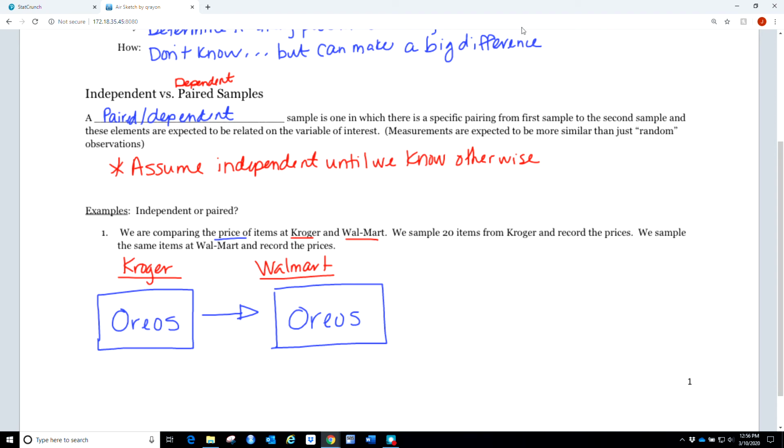So now what we're looking at, does this look like a pair of items or just two items? Well, here it's definitely a pair because it's the same items. So for that reason, I'm going to say that I have paired or dependent samples because I'm getting the same items at both stores.